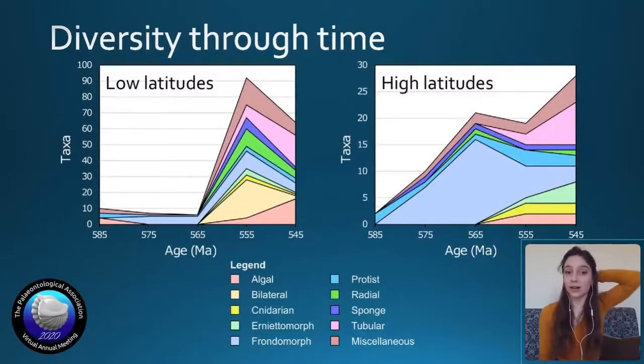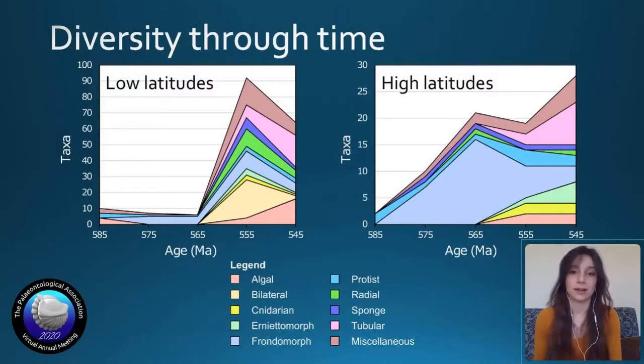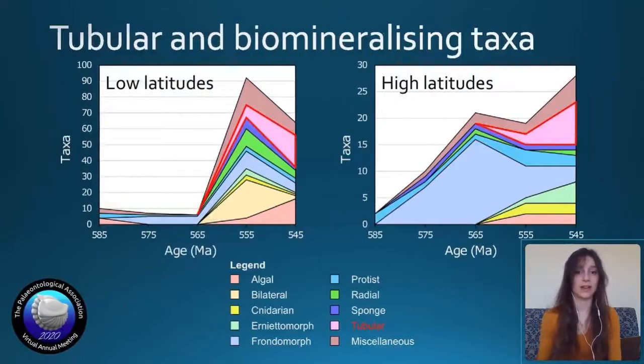So going back to our split latitude charts of all the taxa and all the groups through time. Another group that I'd like to point out to you are the tubular taxa, which I've now highlighted with a red outline. As with the bilateral taxa, we can see that they developed later in the Ediacaran than other groups, but this time they're found at both low and high latitudes.